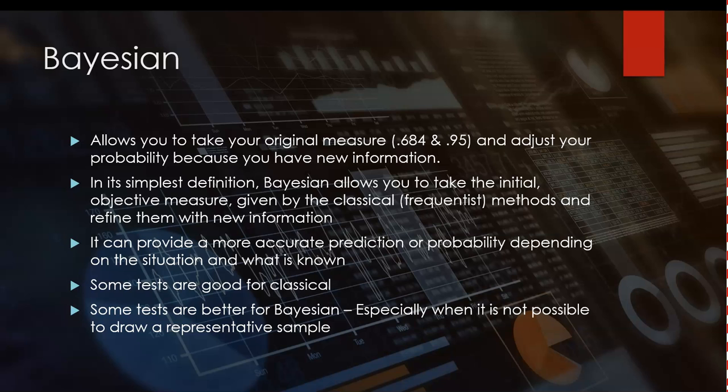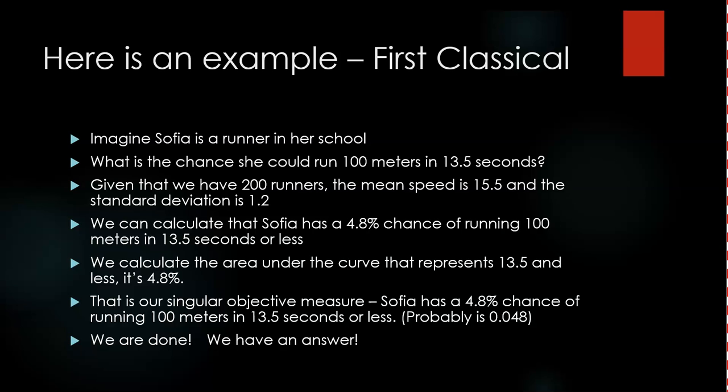So that would not be a great use of classical sample statistics where we were taking a sample and applying it back to the population. But we might be able to use Bayesian methods for something there. Here's an example. I'm going to go through a couple of examples. I'll first do the classical statistics part.